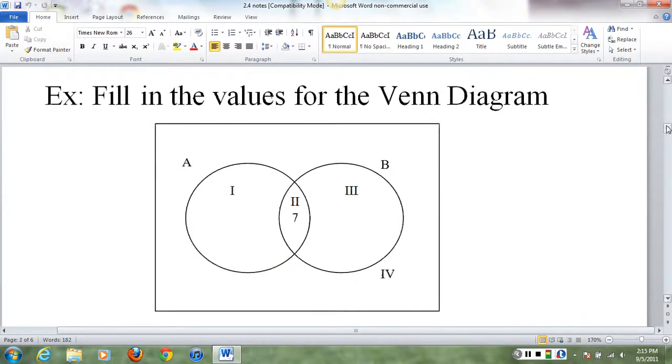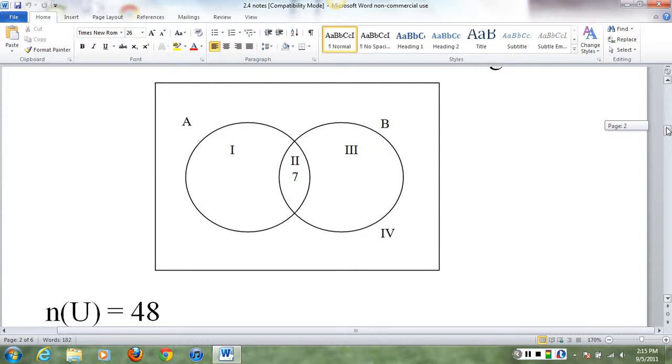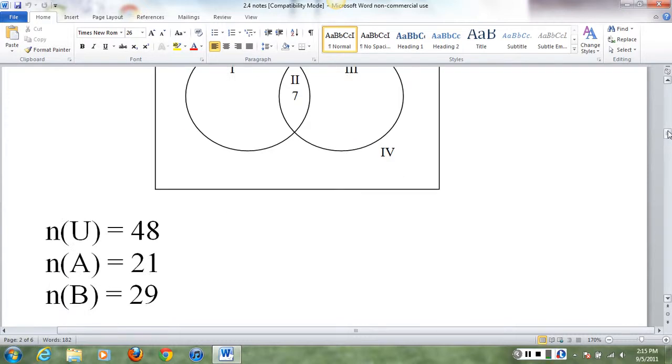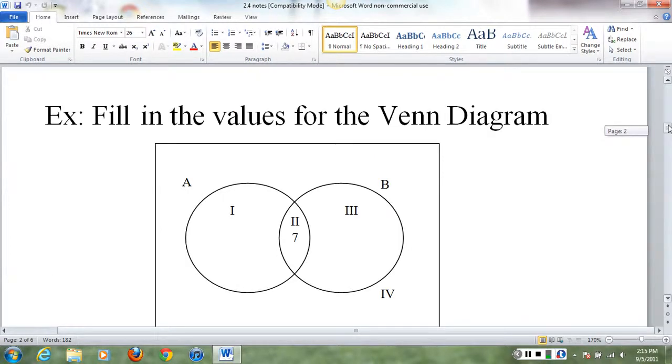Now back to Venn diagrams. So fill in the values for the Venn diagram as you can see here. Now, like the end of section 2.3, we have our different sections labeled, and I've put in one value in the middle at 7, and I've also provided this information. This is our cardinality, if you remember. The number of elements in the universal is 48. The number of elements in section A is 21, and the number of elements in set B is 29. And the question of this would be, again, just fill in the remaining values for the Venn diagram.